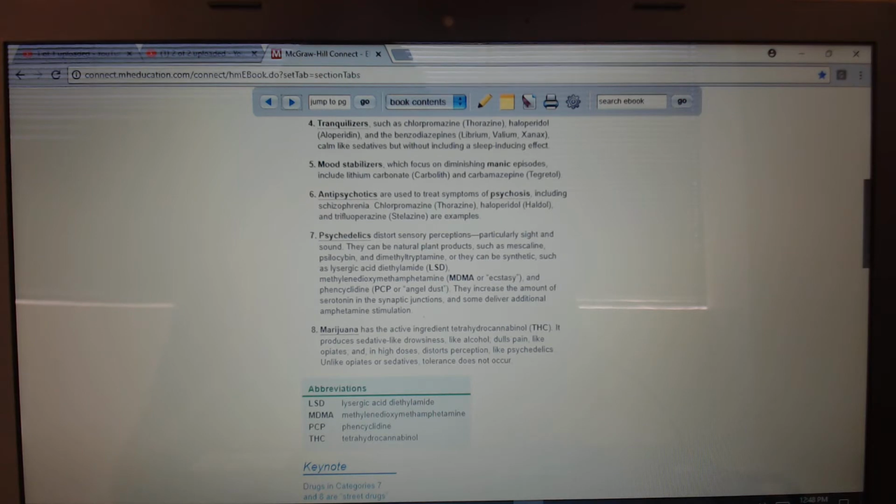Marijuana has the active ingredient tetrahydrocannabinol, THC. It produces sedative-like drowsiness like alcohol, dulls pain like opiates, and in high doses distorts perception like psychedelics. Unlike opiates or sedatives, tolerance does not occur.